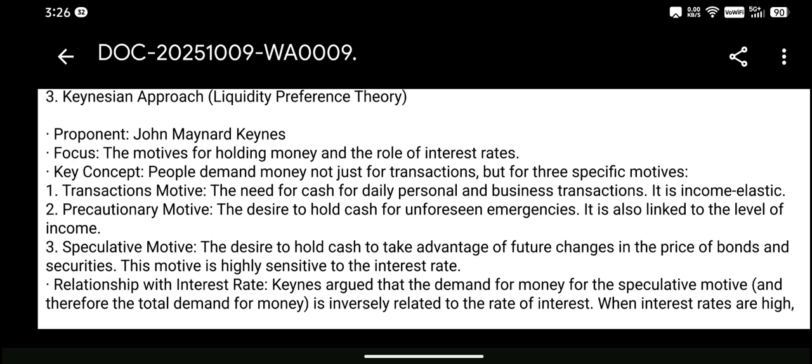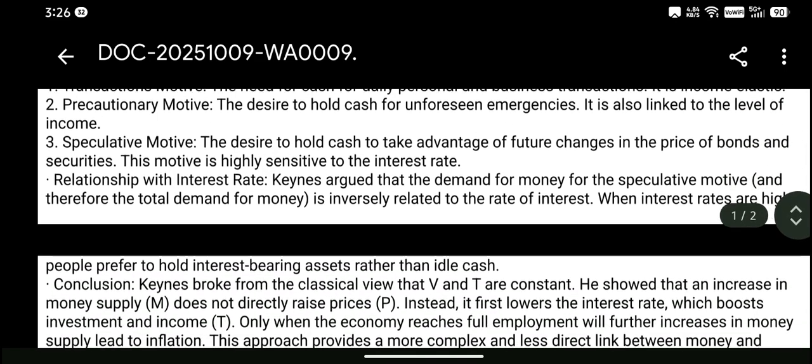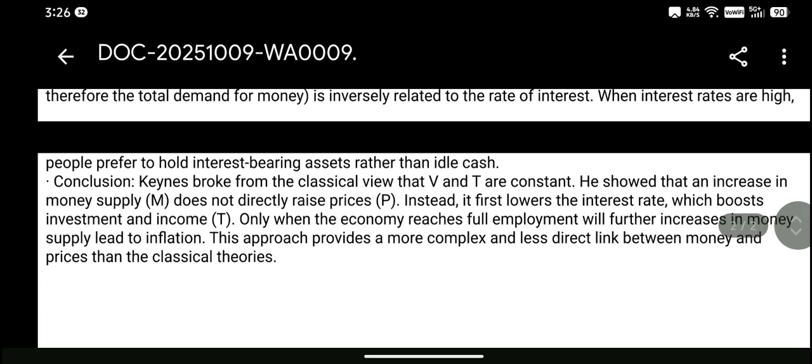Speculative motive, the desire to hold cash to take advantage of future changes in the price of bonds and securities. This motive is highly sensitive to the interest rate. Relationship with interest rate: Keynes argued that the demand for money for the speculative motive, and therefore the total demand for money, is inversely related to the rate of interest. When interest rates are high, people prefer to hold interest bearing assets rather than idle cash.